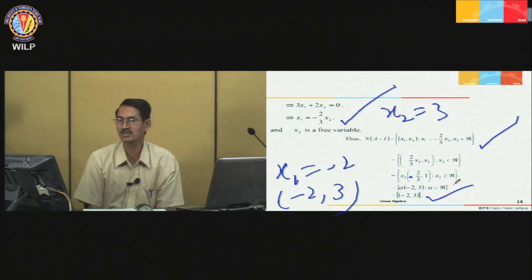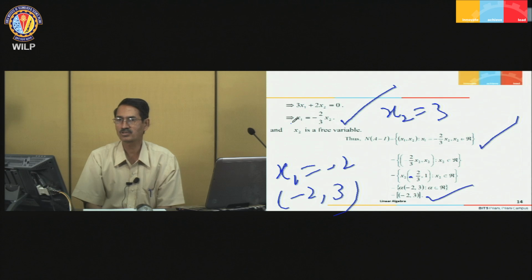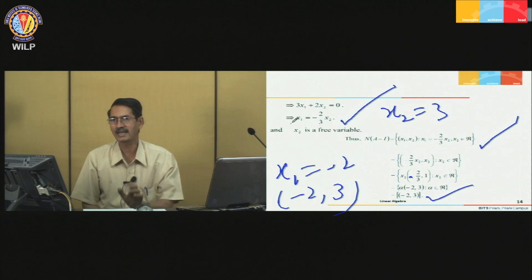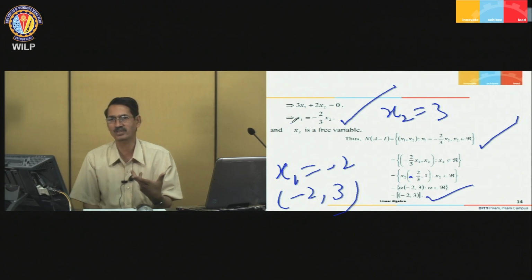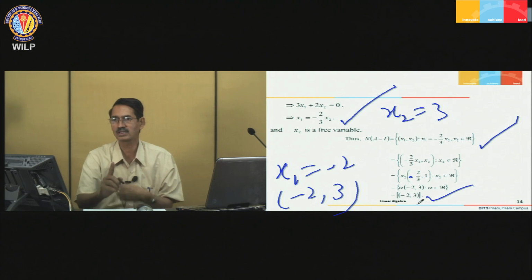Remember, (0, 0) is also included here. (0, 0) is also a solution, because if you take x2 equal to 0, x1 will be 0. So, for the eigenspace we will have to include the 0 solution also, because the eigenspace is the set of all possible solutions including the 0 solution. Therefore, the span of (minus 2, 3) is the eigenspace, that is, the null space of A minus I.